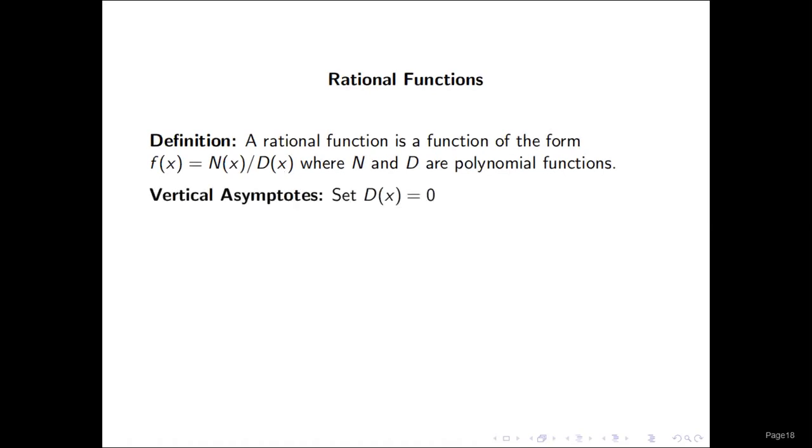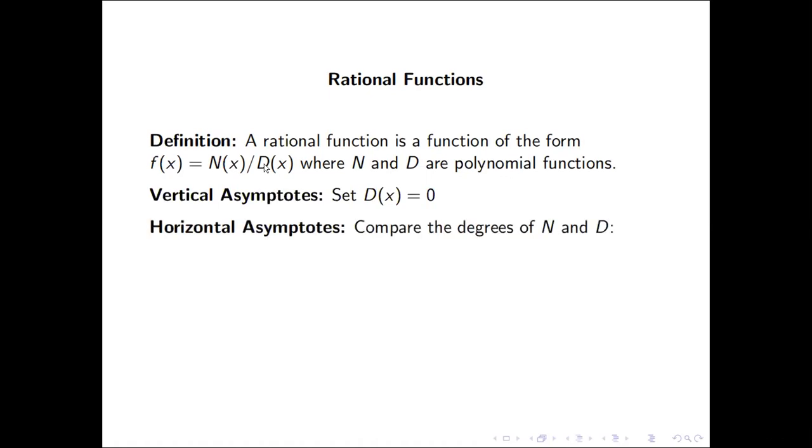Now, for rational functions, they would have vertical and horizontal asymptotes. So let me first give you the procedure for finding those asymptotes. For vertical asymptotes, they are very easy to find. You simply inspect the denominator and find all the zeros of the denominator. In other words, just set d of x, the denominator, to 0.